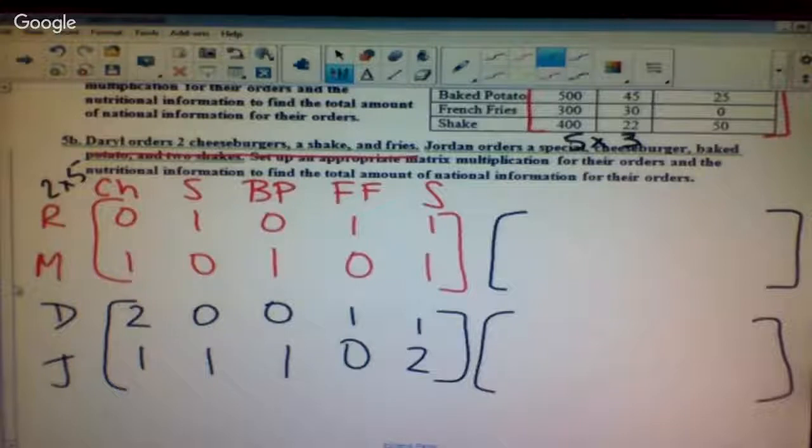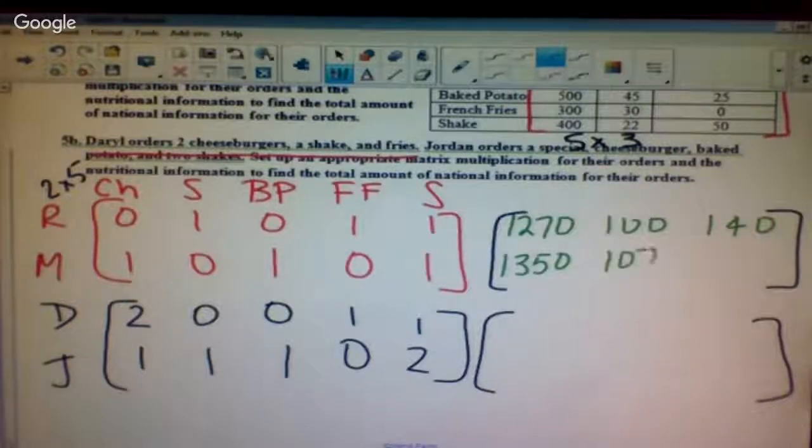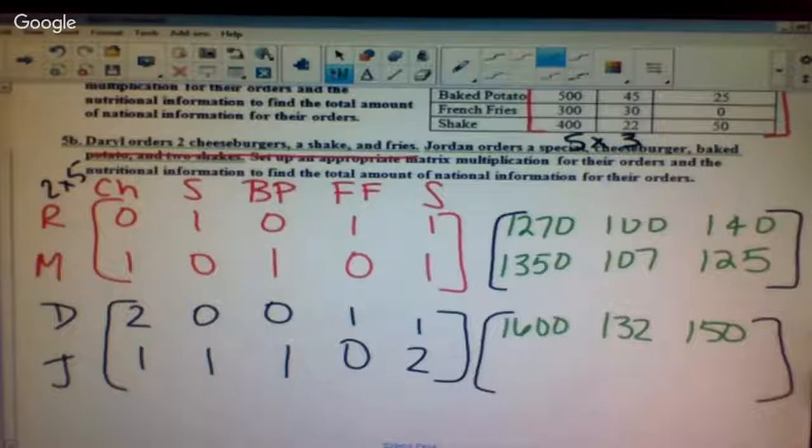So, have we gotten values for the first one? Yes. What'd we get? 1270. You going across or down? Across. Okay. 100. 100. 40. 107. What'd we get for the last one? 1600. 132. 132. 150. Green team. 2,320. Okay, 77. Fantastic.